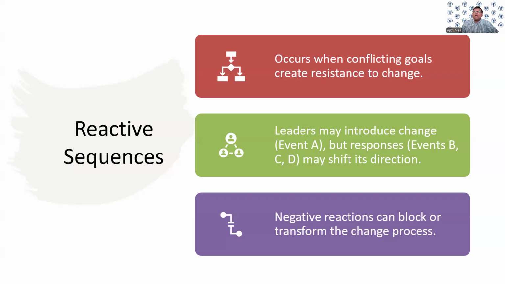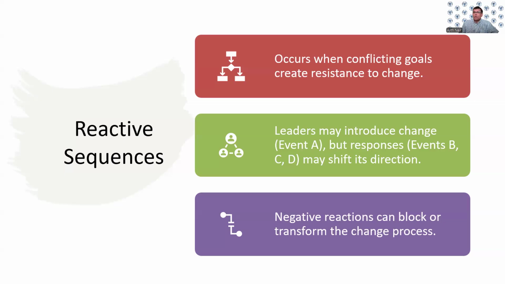Another example is Google Glass. When they introduced this in 2014, it was an innovative wearable, but very quickly the privacy concerns and other stakeholder reactions came in. It created a backlash and forced Google to reposition Google Glass only for enterprise use. So negative reactions can block or transform the change process. Unintended pushbacks can halt the progress or force adjustments.